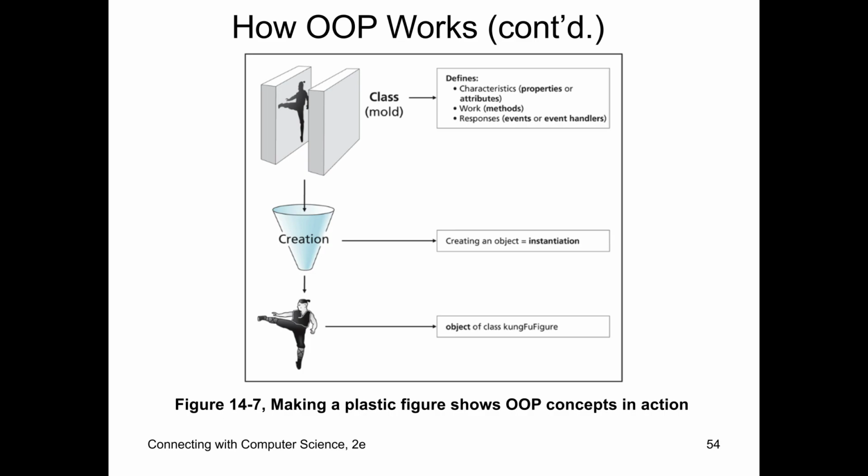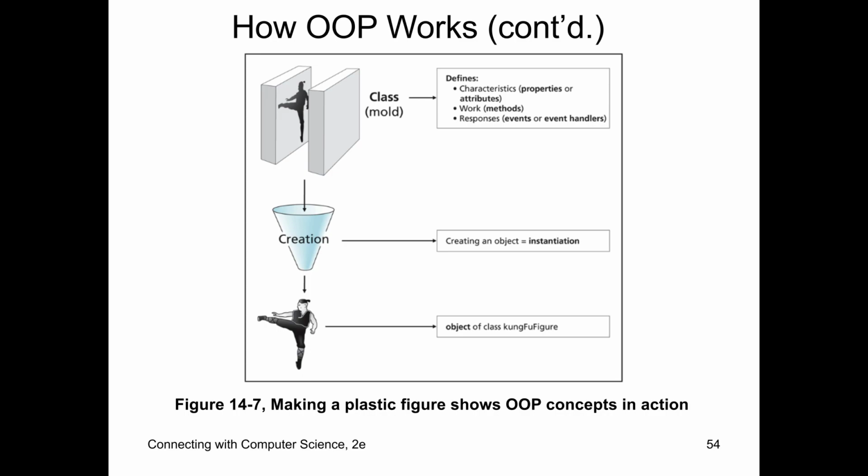So here's how we have the concepts. You have the class, the mold, which is properties, methods, and events. That's where, again, characteristics, work, and response. Properties, methods, events. This slide here is important to understand. In OOP, you're going to know properties, methods, and events. Now, that is not saying that every class has to have properties, methods, and events, but that is what defines a class.